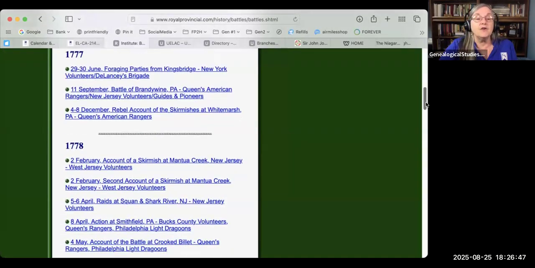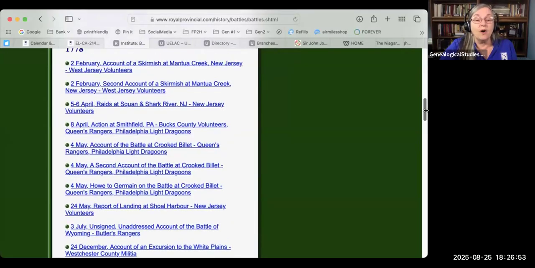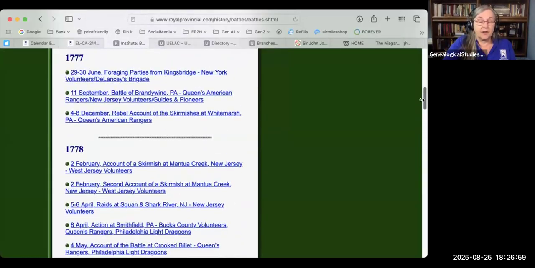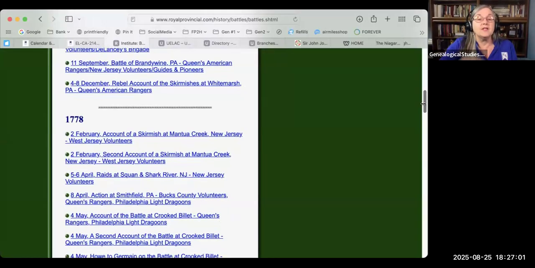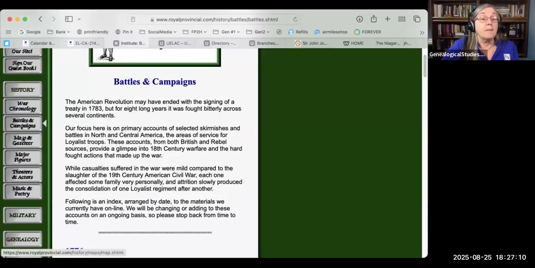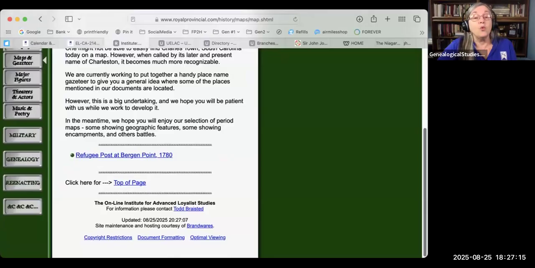And then the next one is battles and campaigns. Again, it's going to give you some major ones to click on and research more. Todd has written a lot of articles, and so these are probably articles that he's written about particular battles and events. And then Map and Gazetteer under that one. There's only one there, but he's planning to fill more of this, but as all of us, we don't have time to do everything. But he is continuing to work on this.